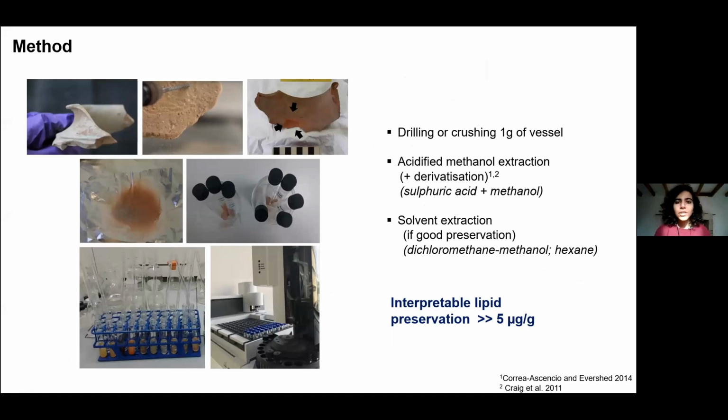So how do we actually acquire lipids from vessels? We drill or we crush 1 gram of this vessel, and we use different extraction techniques. Most studies will try to use solvent extraction because this preserves complex molecules, if they have even survived in the vessel in the first place. A more aggressive and yet very efficient technique is the acidified methanol extraction. This is what I used in my PhD, simply because this technique enables a very high output of lipids, and you can use this in scenarios where you do not have very good lipid preservation.